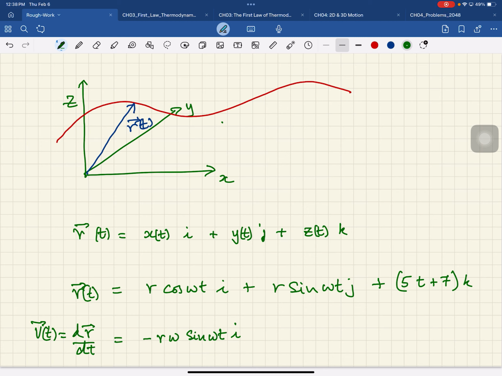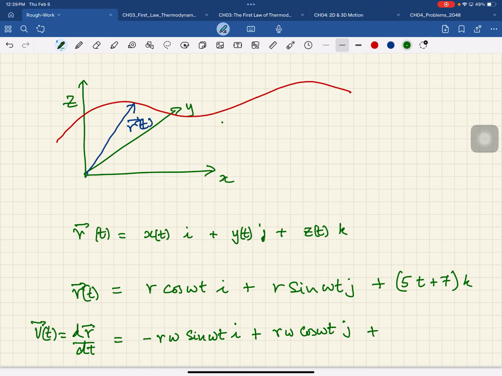The next one. What is the derivative of R sine omega t? Yeah, right. So R cosine omega t, and then you get an omega from the chain rule. Cosine omega t j.